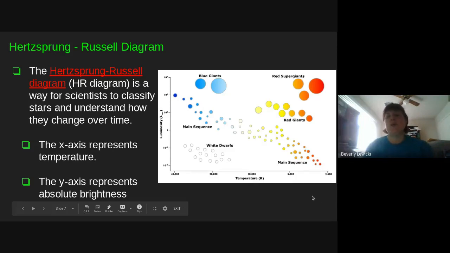All right. What do we need to know about the HR diagram? This is the true HR diagram. There are many different ones. They look different. This is a very simplistic, basic one. It helps us understand what we need to know. On the x-axis is going to be temperature.